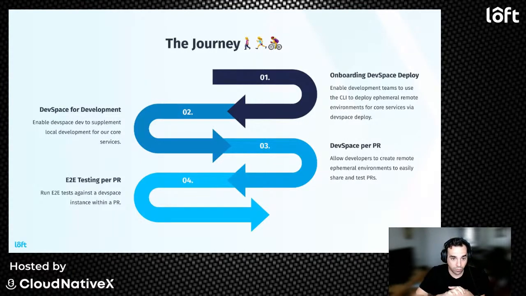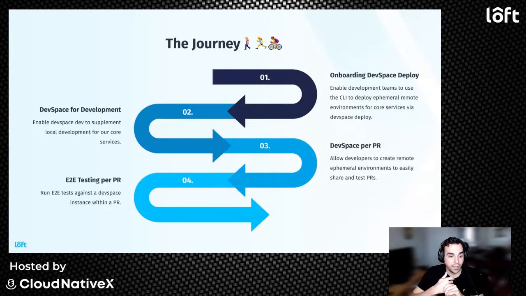And then once we put DevSpace dev into play, then we talked about DevSpace per PR. And so this is essentially integrating the DevSpace functionality with our CI/CD so that engineering teams could create a remote ephemeral environment directly in their PR by specifying a command in the PR, DevSpace deploy. And it would take that information and deploy it to Kubernetes, and it would give them essentially a URL that could be shared across teams.